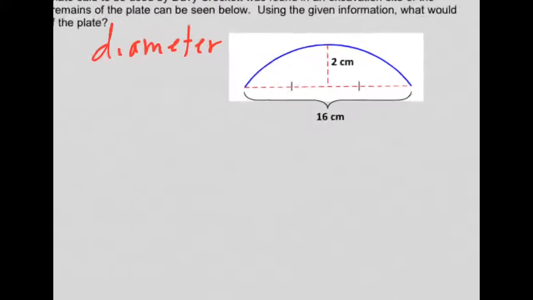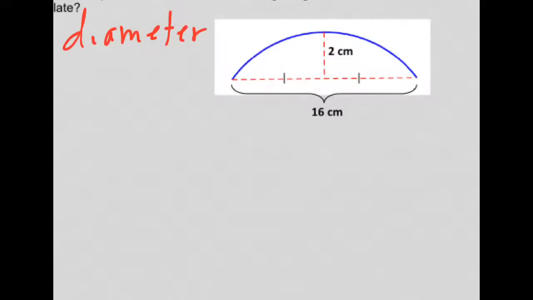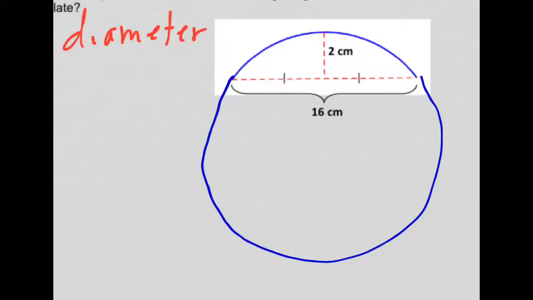And then I'm going to take a look at this plate right here. Well, it's a plate, so I'm going to complete the circle, even though we don't have the rest of the plate with us. Here's that circle. I see that this distance right here is 16 centimeters. That's a chord. Is this my diameter? No, my diameter would either be going this way or this way right here.